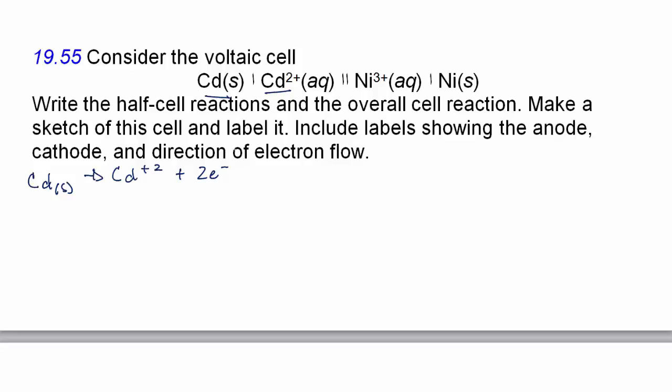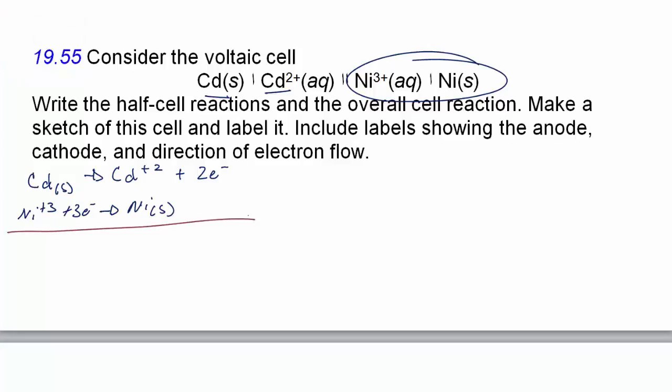Remember, add electrons to the most positive side. We have nickel plus 3 going to nickel solid. Right, according to this, nickel plus 3 is going to nickel solid. Balance it, add electrons to the most positive side, 3 electrons. They want an overall reaction, so what we do, remember doing this? Add them up, add up the half reactions so the electrons cancel. So we have to multiply the top one by 3 and the bottom one by 2. Right, then we'll have 6 total. So my 6 electrons will cancel.